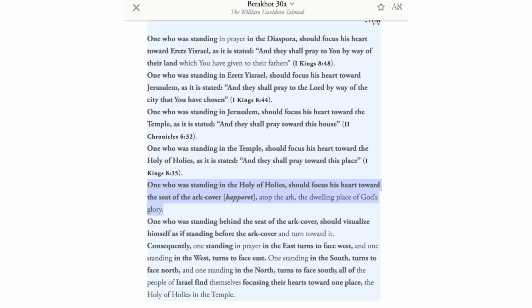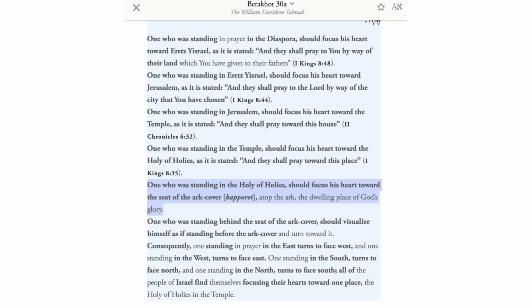Not only that, but according to the Talmud, the Jews used to pray towards the Ark of the Covenant. So we know in Islam that they used to pray towards Masjid al-Aqsa, but according to the Talmud, they would not only pray towards the temple, but specifically towards the Ark of the Covenant. So here they mentioned that anyone who is not in Israel should be focusing towards the land of Israel. That is where they should face. If you're in the land of Israel, then you face Jerusalem. If you're in Jerusalem, you face towards the temple. If you're in the temple, you face towards the place of the Holy of Holies. And if you're standing in the Holy of Holies, you should focus your heart towards the seat of the ark cover.